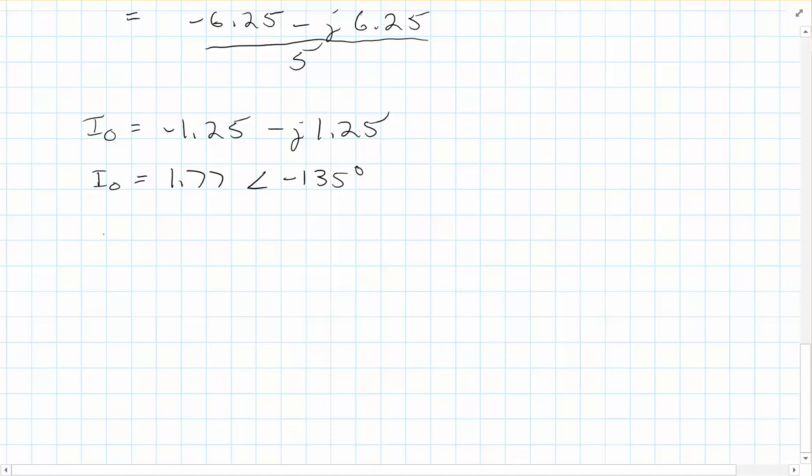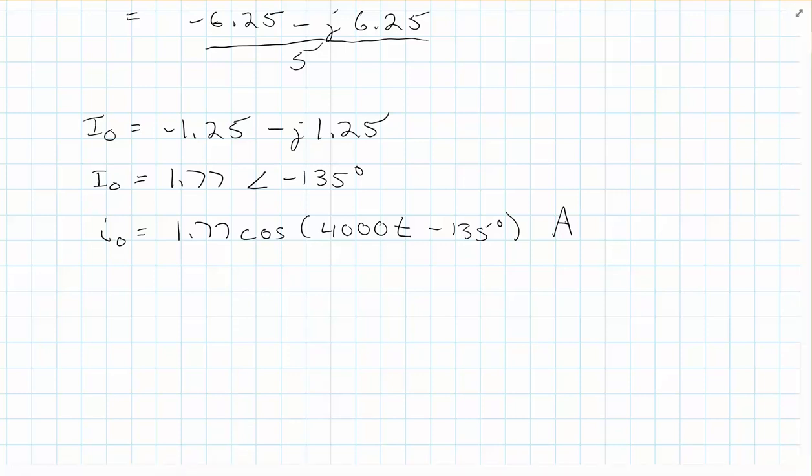So if I want to write I out, it's going to be 1.77 cosine of 4000t minus 135 degrees. And making sure we keep our units correct here, I was doing voltage divided by resistance, not kilohms or anything, so that means that would be amps.